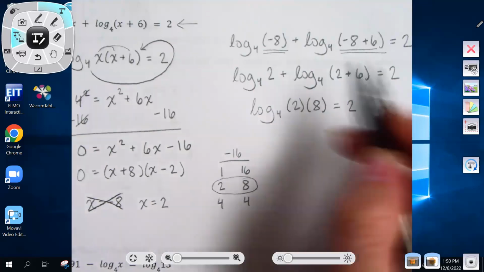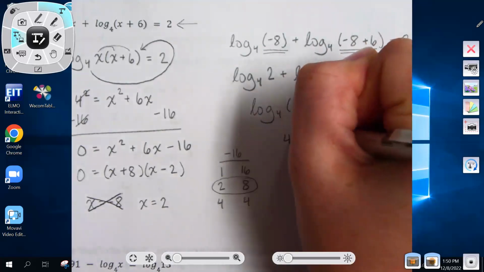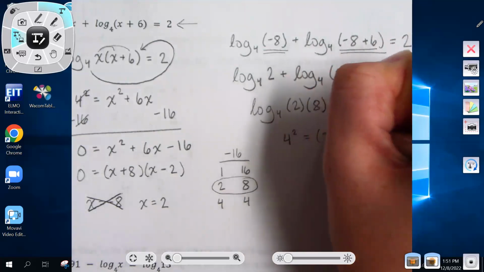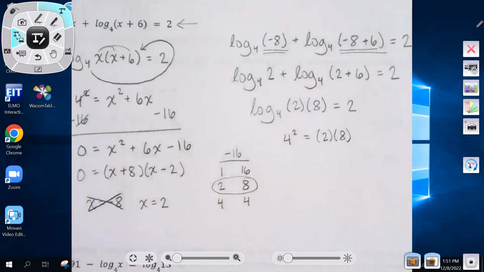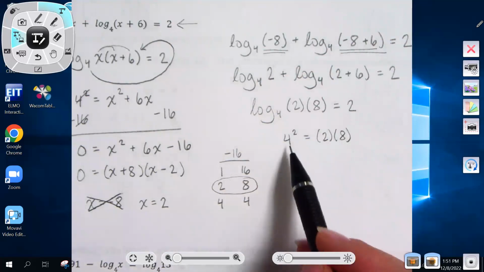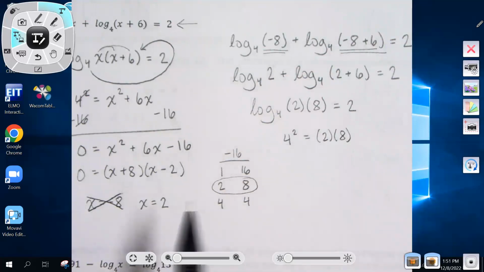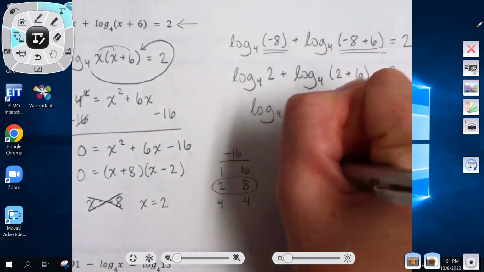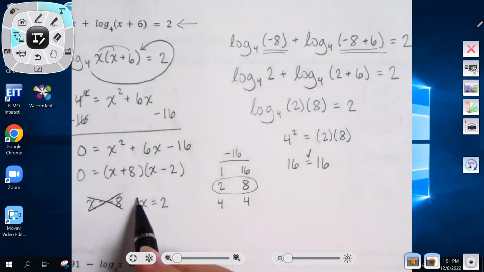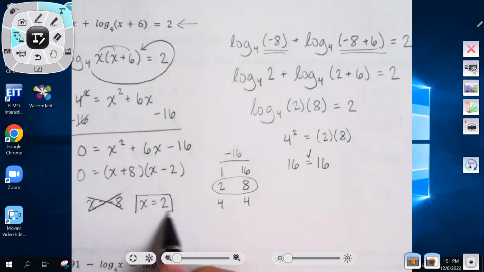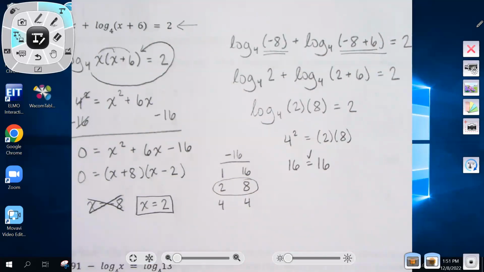Then we're going to change this to exponential form. So 4 squared equals 2 times 8. And now we just need to make sure that these numbers are in fact equal. 4 squared is 16. 2 times 8 is 16. They are equal. So x equals 2 is a solution. We circle it, box it in, whatever you want to do there.